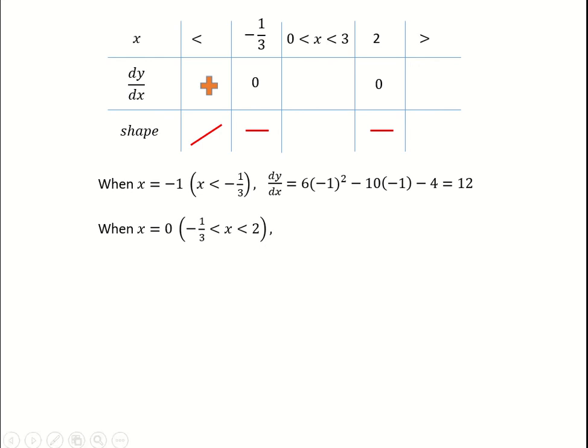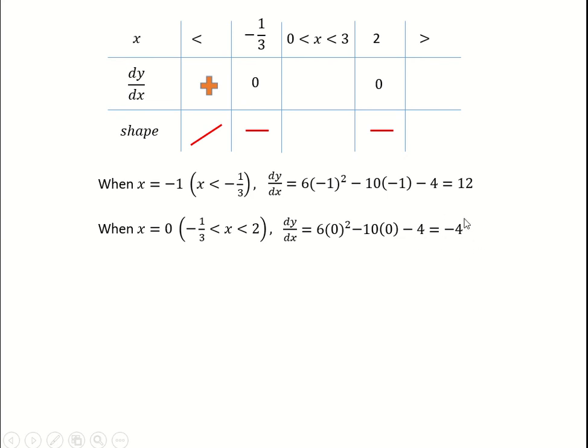So we want a value between minus a third and 2. Ignore that a second, but it's the same idea, between minus a third and 2. We can pick 0. 0 is between minus a third and 2, and we substitute into our derivative. This should be slightly easier. 6 times 0 squared minus 10 times 0 minus 4 is minus 4.